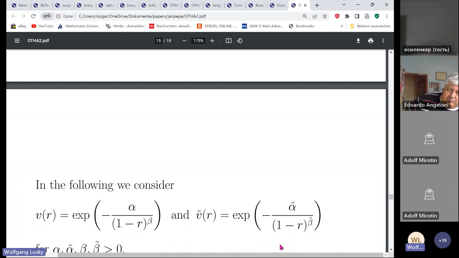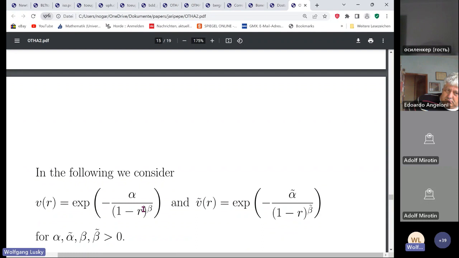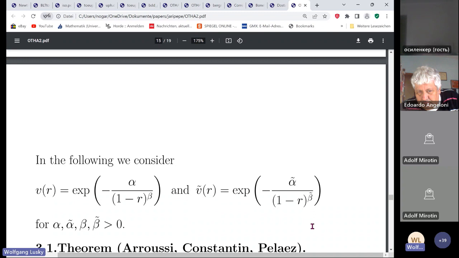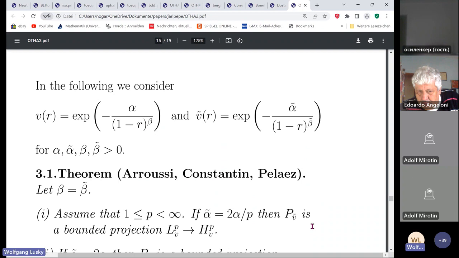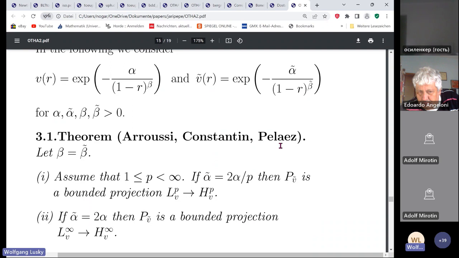Okay, now, as I announced already, I would like to consider the class of exponential weights in the following way. I want to give myself a weight V with the parameters alpha and beta, and a weight V tilde with the parameters alpha tilde and beta tilde. And I want to ask for boundedness in this context. And actually, as a source of inspiration, we had two papers, one of Arussi and the other one of Konstantin Pelais. They gave a boundedness condition for the case beta equal to beta tilde, where only alpha and alpha tilde are different. And this is the following.